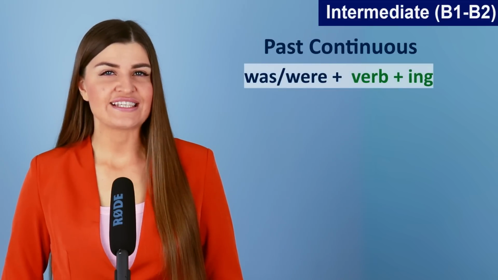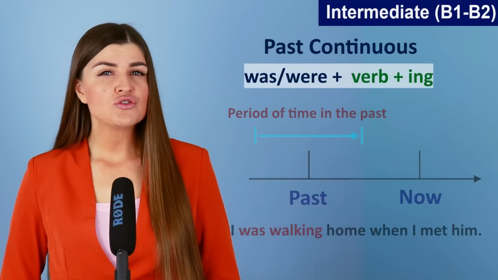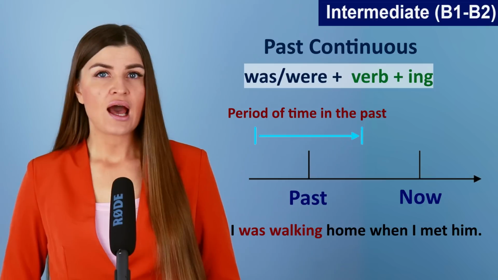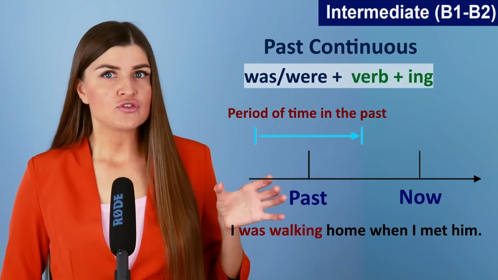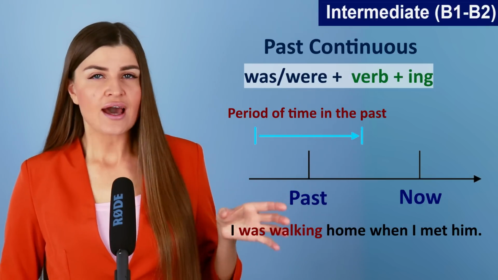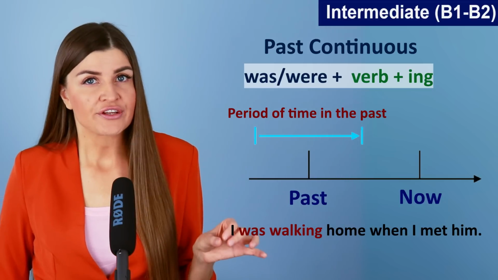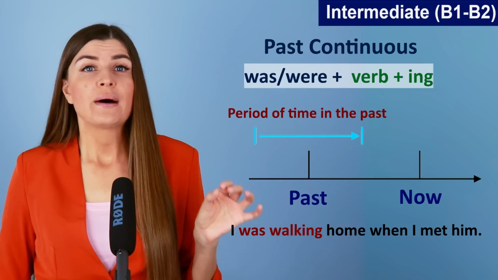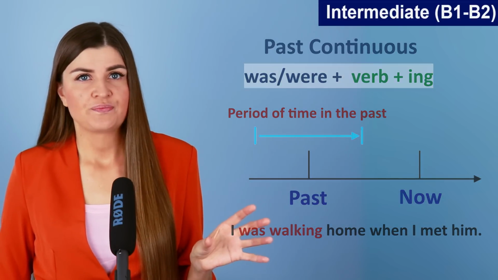In this sentence, we use the past continuous tense. I was doing something means I was in the middle of doing it at a certain time. The action started before this time, but had not finished.